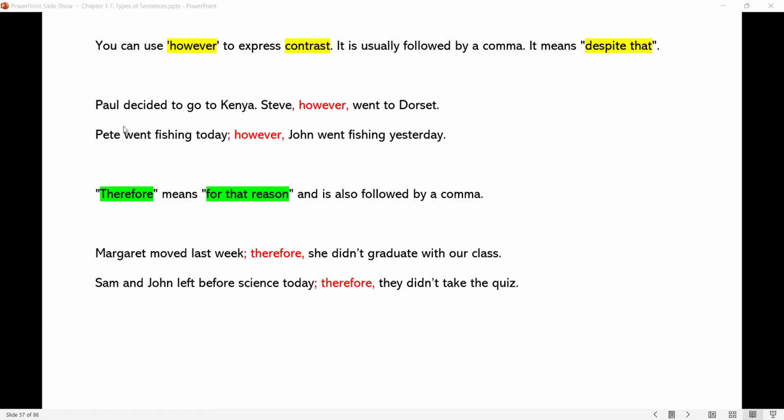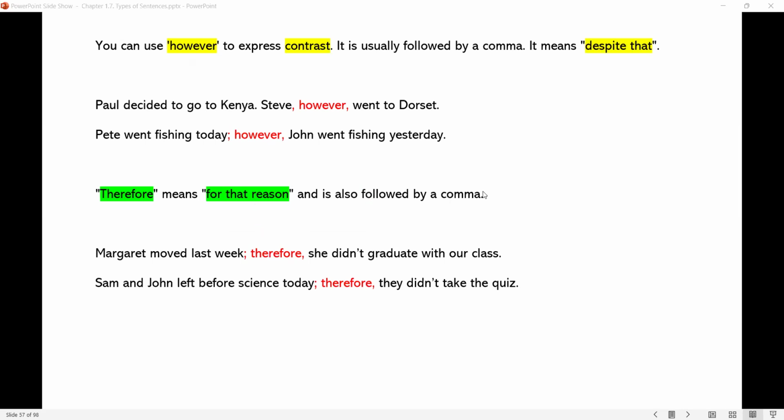Okay, let's read the examples. Paul decided to go to Kenya. Steve, however, went to Dorset. So, but Steve went there. Pete went fishing today. However, John went fishing yesterday. So, but. However means but. It shows contrast. But therefore, as I said, means for that reason.